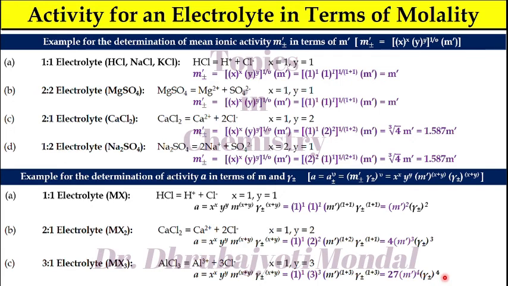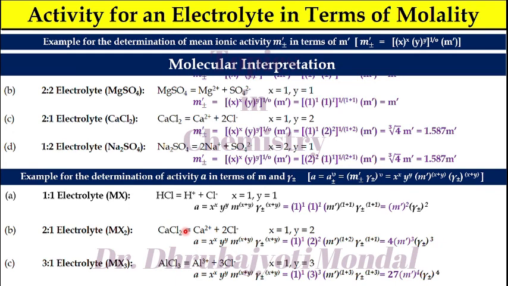So these are the examples for the determination of the mean ionic molality m'± and activity. This is not the mean ionic activity, this is the mean ionic molality. So these are the examples for the determination of the mean ionic molality and the activity of an electrolyte.